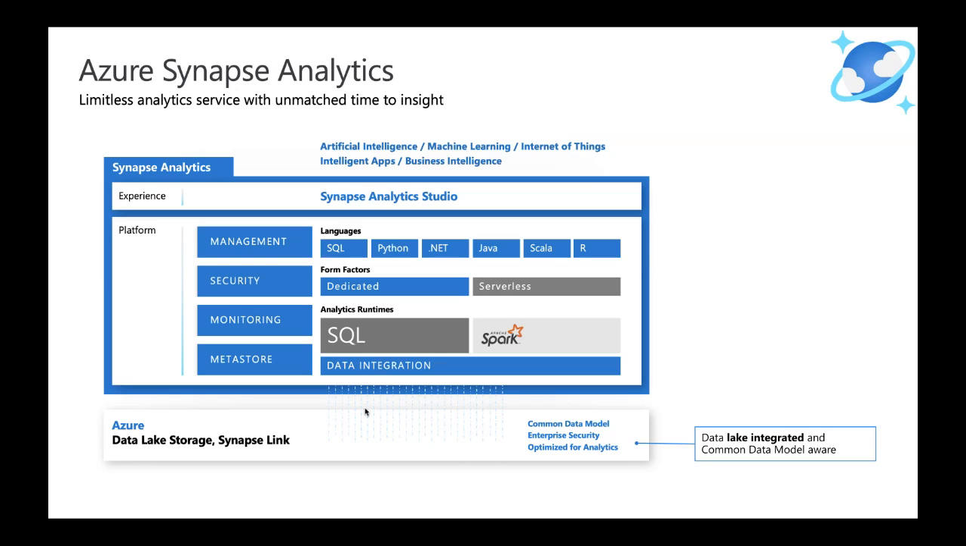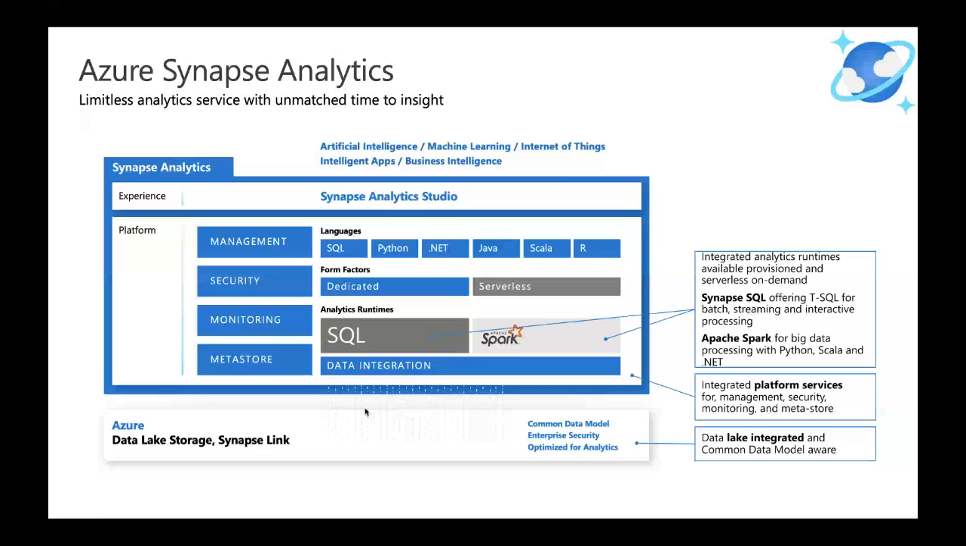If I were to peel the layers a little bit, at the very bottom you see that there is solid data lake integration, and then you have all the common cross-cutting services like management, security, monitoring, and so forth. And you have a couple of options in terms of which analytics runtime you want to choose, right? Is it Synapse SQL or Apache Spark? This is something which I will go through during the hands-on workshop as well.